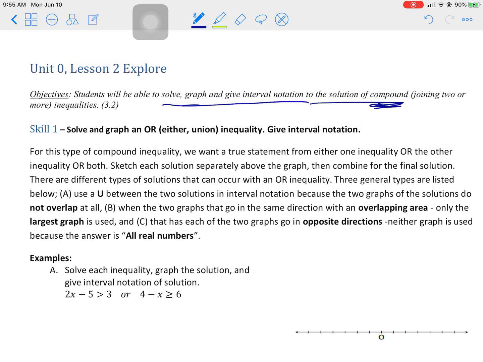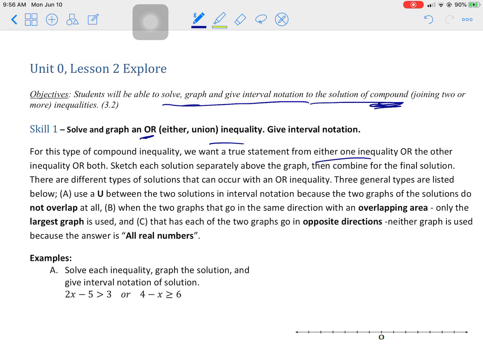The first one is called an OR inequality, which is the same as either or, union. Something can be this or that. We want a true statement from either one of the inequalities or the other or both. So you want to sketch each one separately and then combine for the final solution is the best idea.